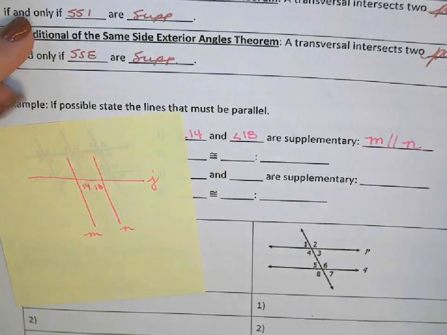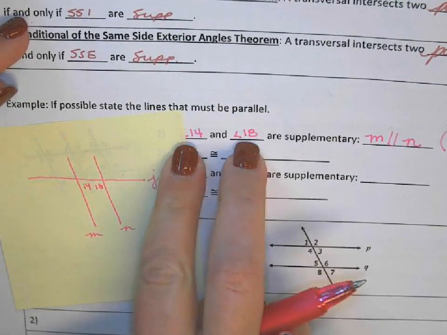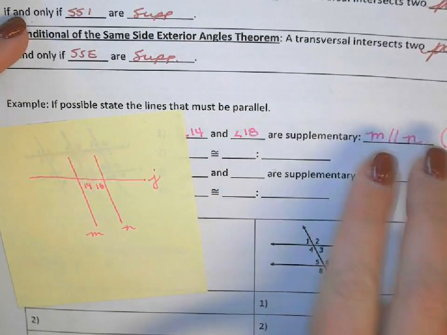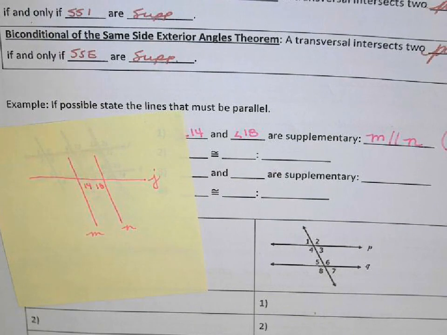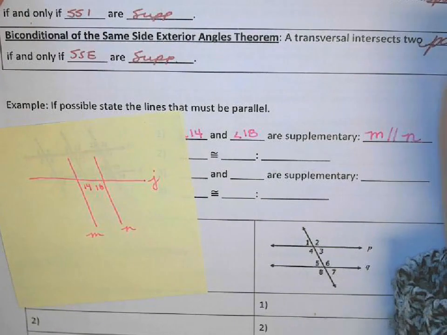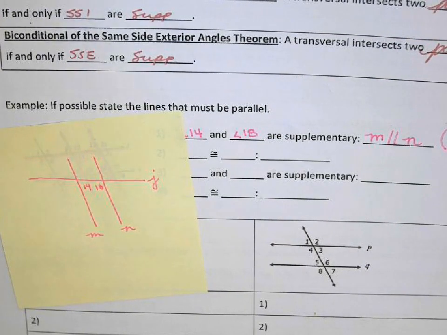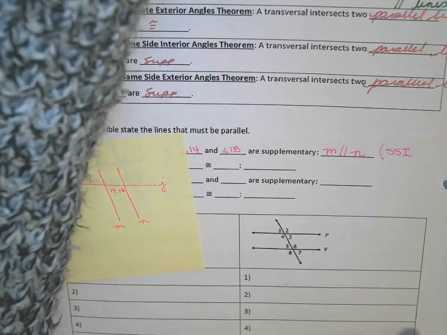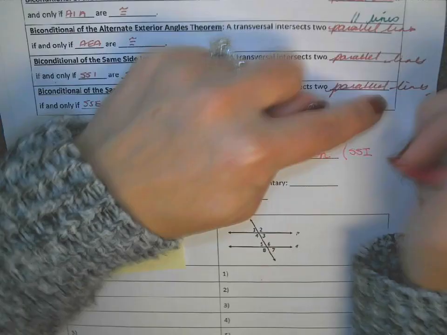And what is our reasoning here? How do we know that those two lines are parallel? What says these kind of angles are supplementary, then the lines are parallel? SSI, they are same side interior angles, but are we going to be talking about the theorem here or the converse? The converse.